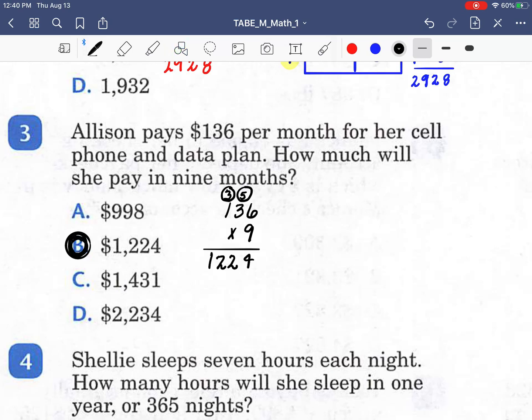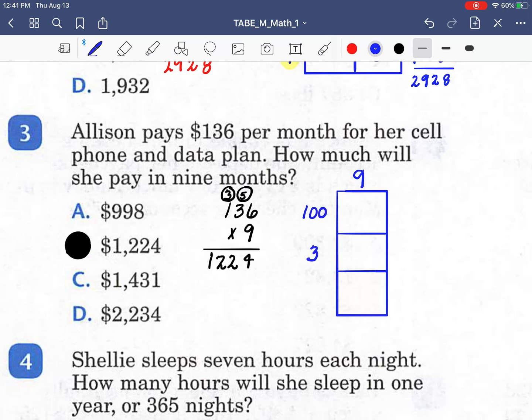Now I am going to show you how to do an area model for this one. So the first thing we're going to do is draw the box. Now this box is going to look a little different because the 9 is a single digit and 136 is the expanded form of that other number. So I have 9 times 100, that's 900. 9 times 3 is 27 and 1 0. And 9 times 6 is 54.